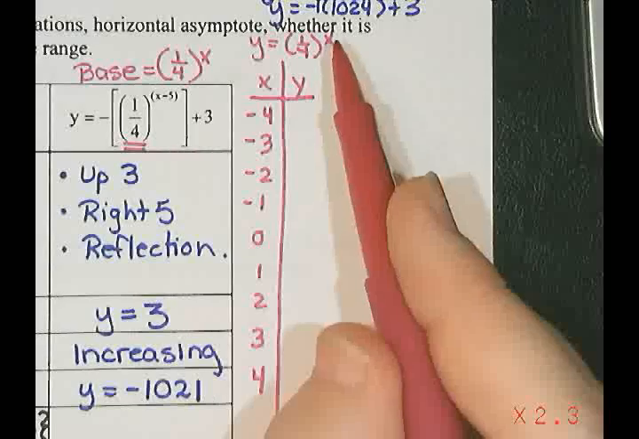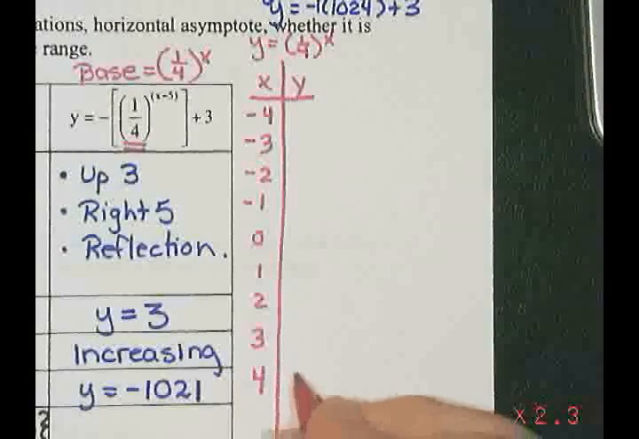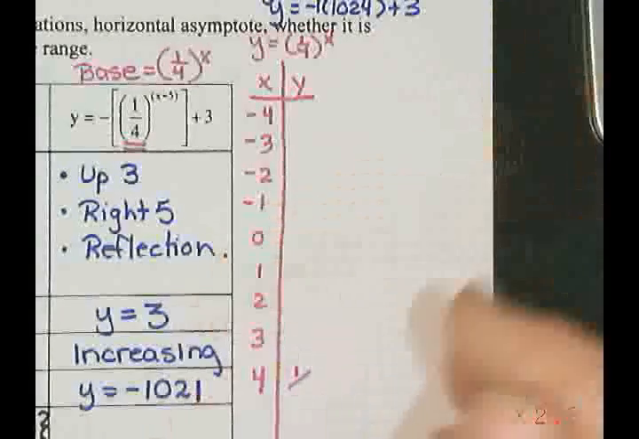So 1/4 to the power of 4. You do them separately. So 1 to the 4 is 1. 4 to the 4 is 256.